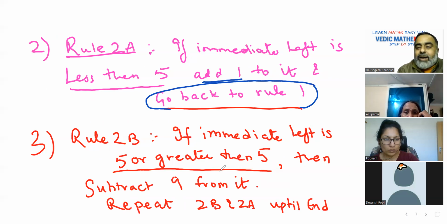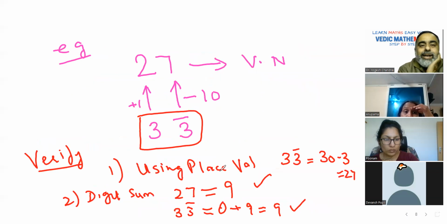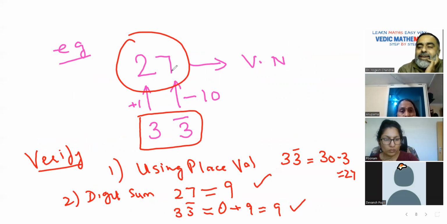Now up till here only, if we understand, let's say 27 is my number. Now I have to convert it into vinculum. First rule: the digit at the rightmost position is 7. Now what to do? Subtract 10. Minus 3, so 3 bar. Now the immediate left is less than 5, so what to do? Add 1. It becomes 3. So for 27, the vinculum is 3 bar.